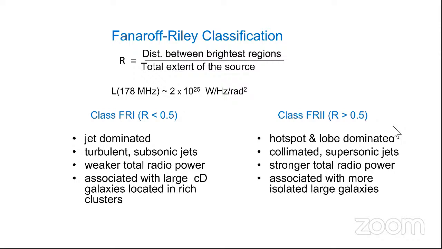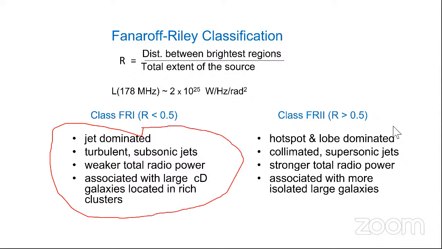You don't define it as having boundaries, so that's why it is something that is subject to some errors. But in this case, when I say the distance between the brightest regions, I mean the distance between the two hot spots that you have on either side of your object. If this ratio is less than 0.5, you have an FR1. And if this ratio is bigger than 0.5, you have an FR2. But there are big morphological differences. Yes, very big. In the case of FR1, it is jet dominated. We see jets in all cases. In the other case, FR2, sometimes it's very, very difficult to see.